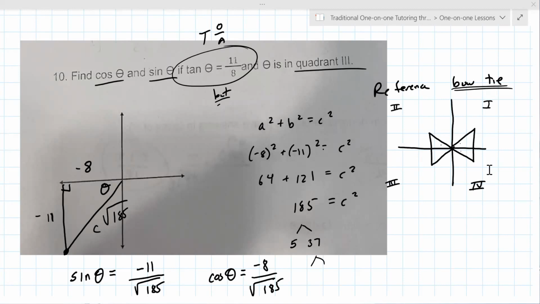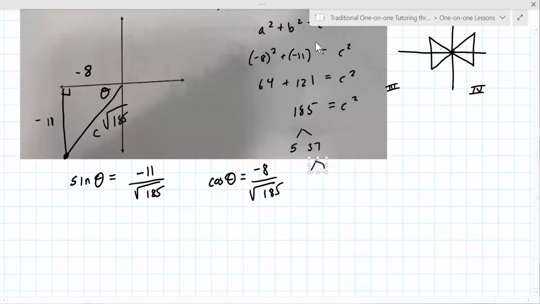Is that okay? Or do you need more explanation on that? No, that makes sense. Okay, so question 11 looks like something you know how to do. Do you want any kind of explanation on this? No, I think I got 11. Okay.